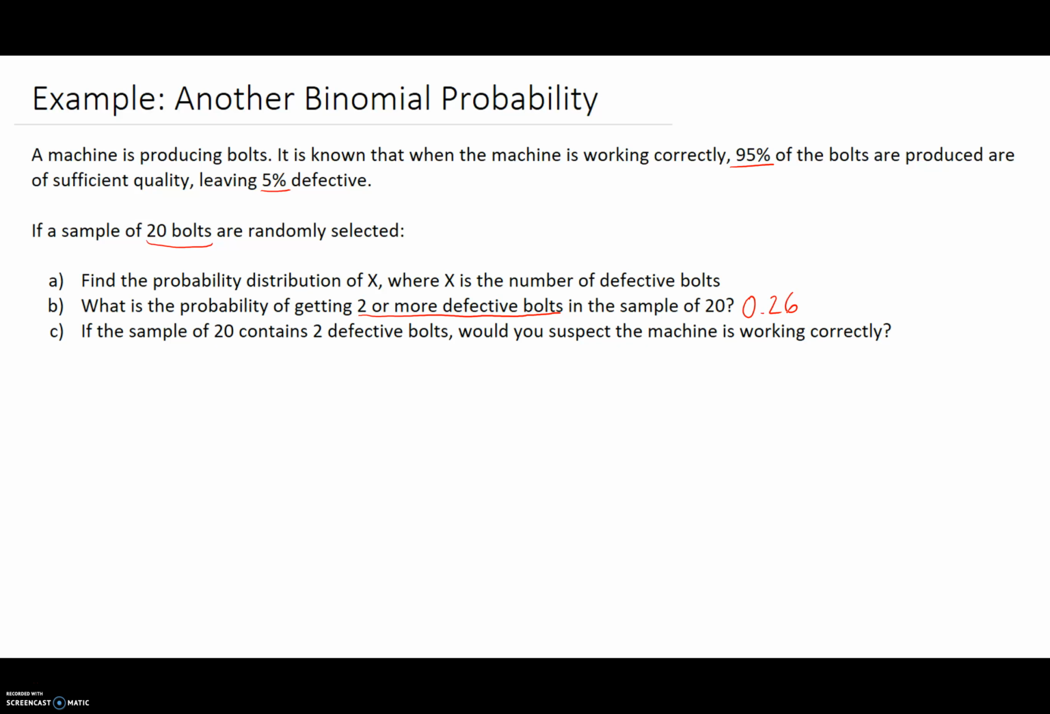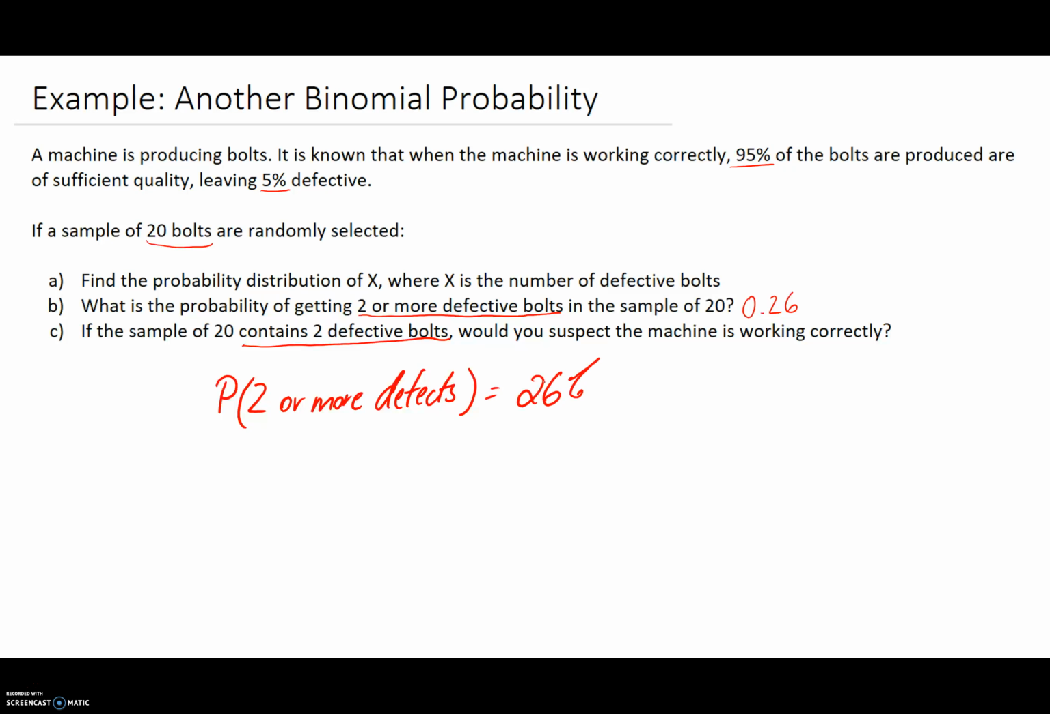All right, so the last question asks us if the sample of 20 contains 2 defective bolts, would you suspect that the machine is working correctly? What we need to look at here is the part B calculation that we just did. So the probability of 2 or more defects is equal to 0.26 or 26%.